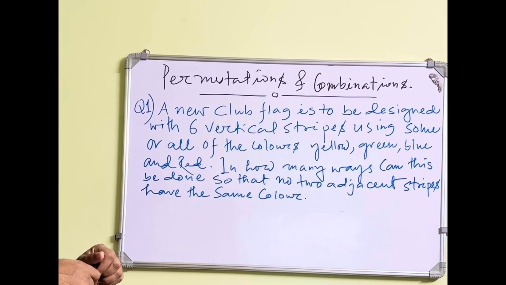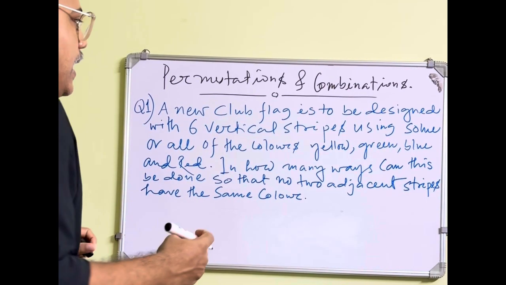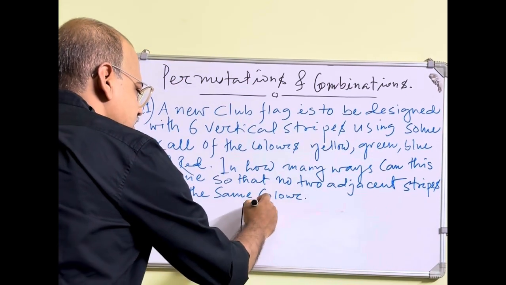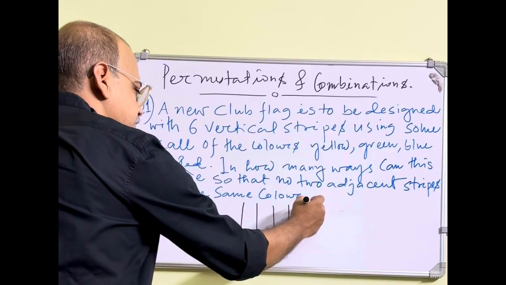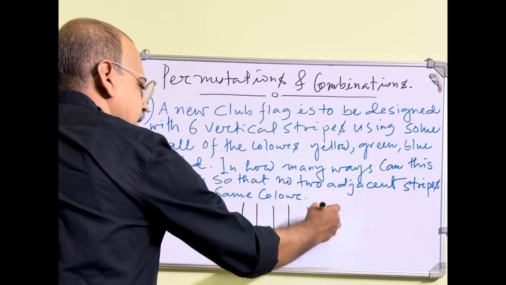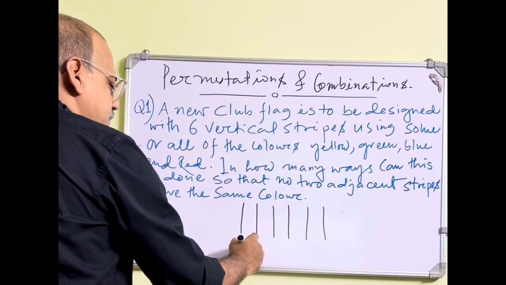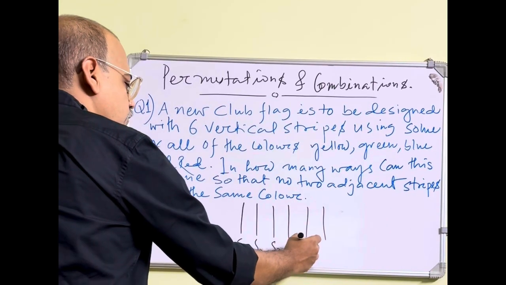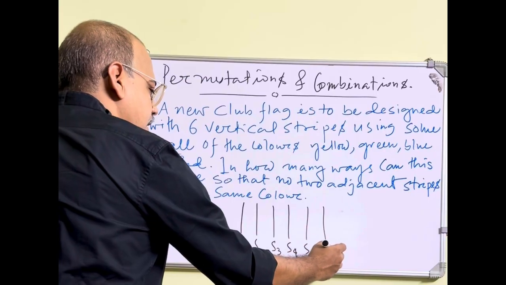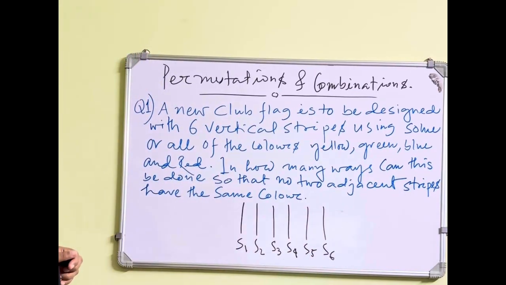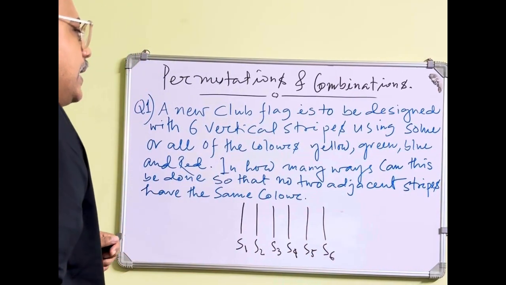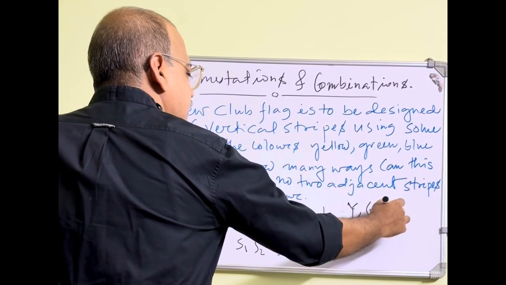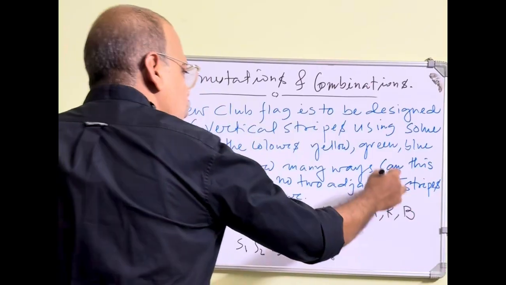So let's solve it. I have to design this flag with 6 strips. Let's name them S1, S2, S3, S4, S5, and S6. And the colors I have are yellow, green, red, and blue.